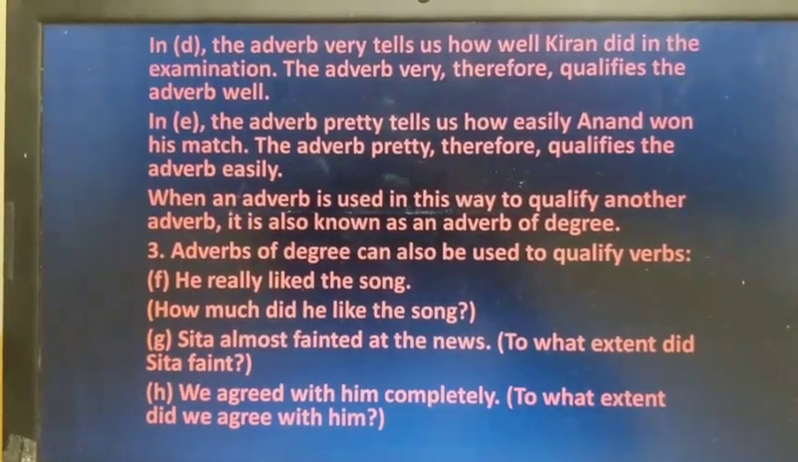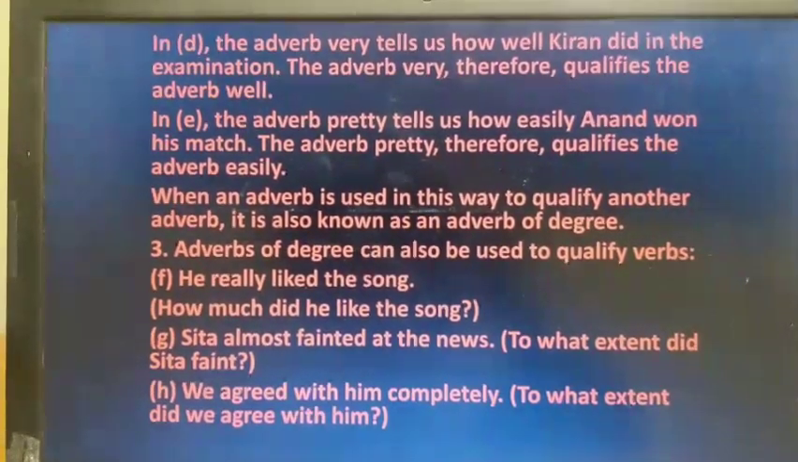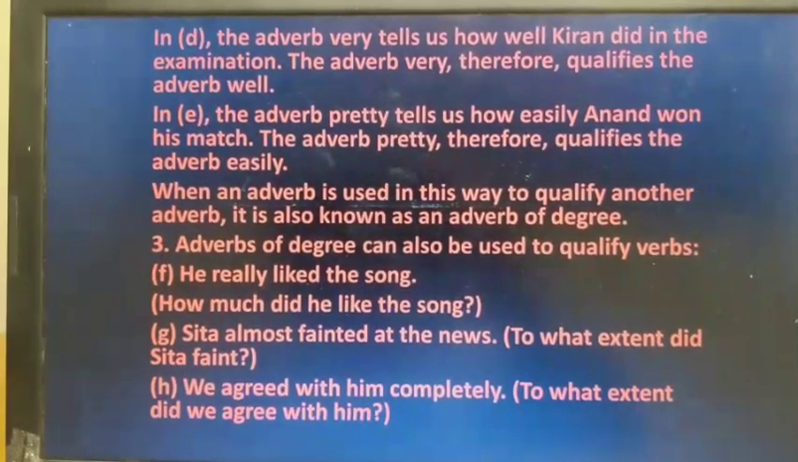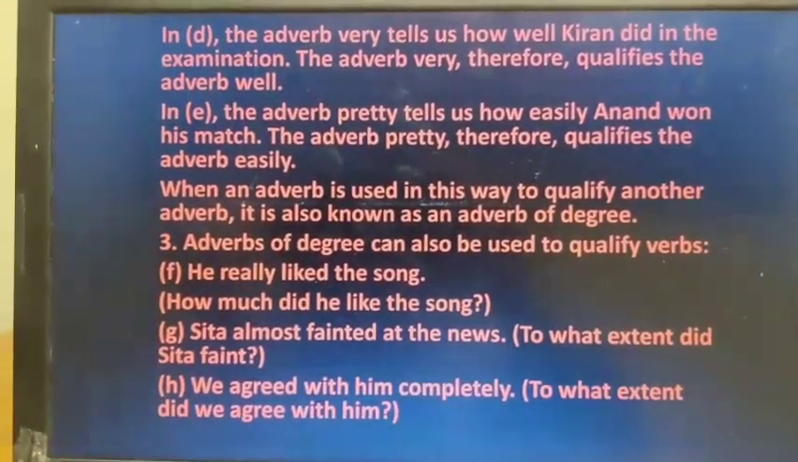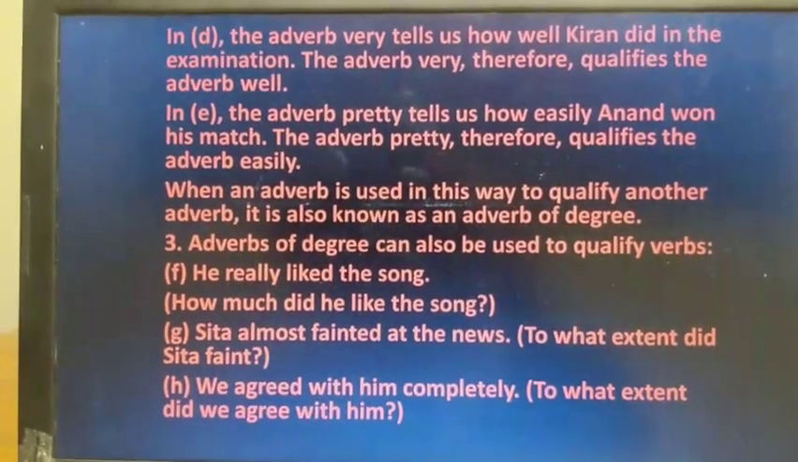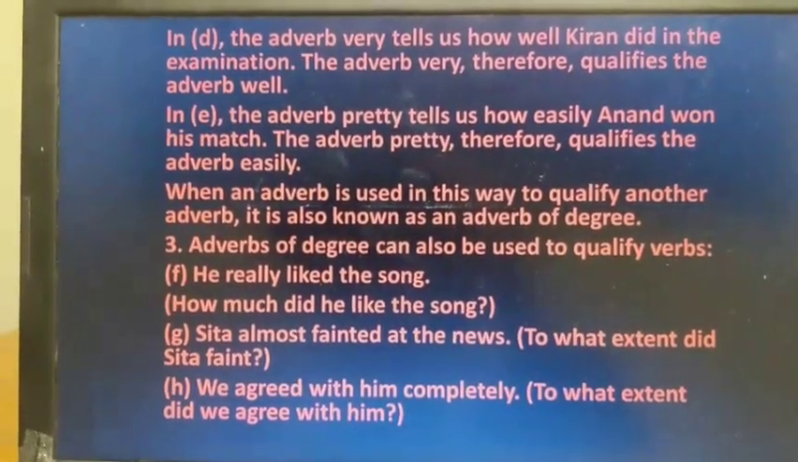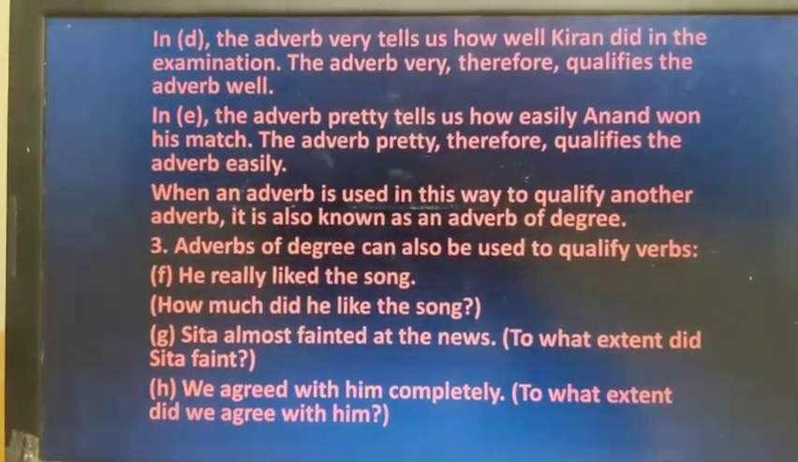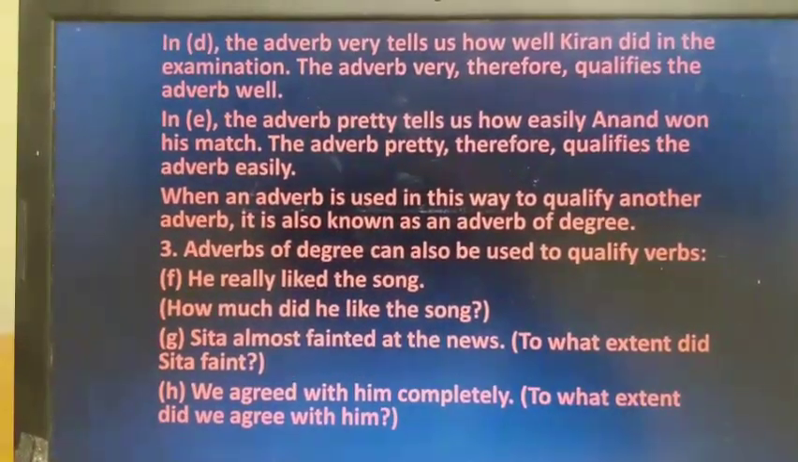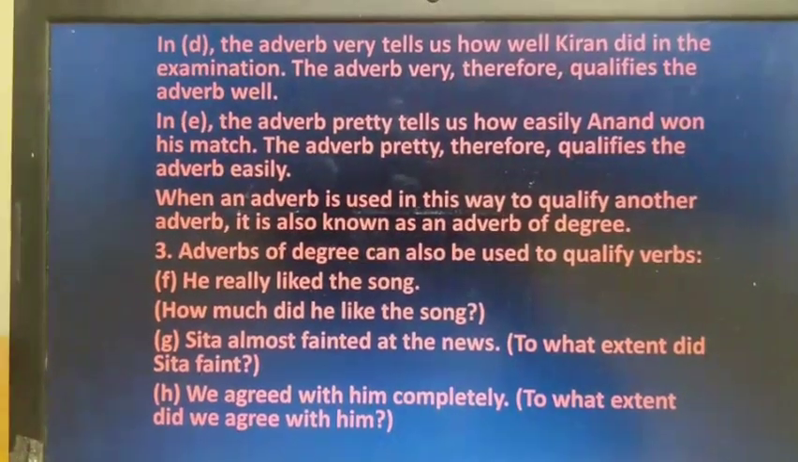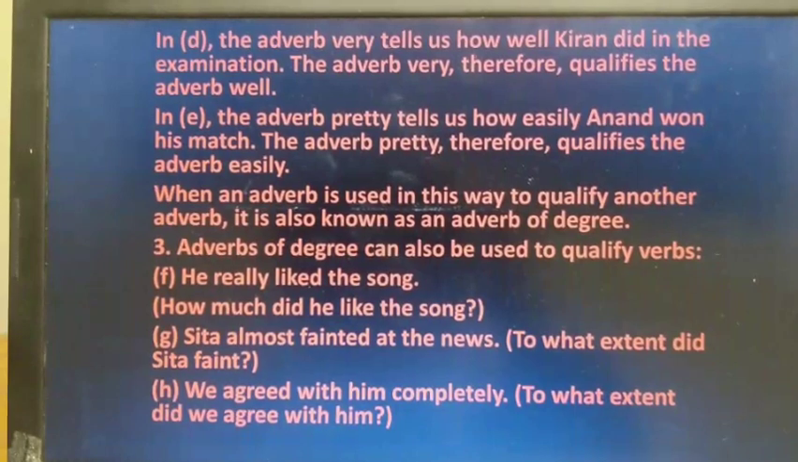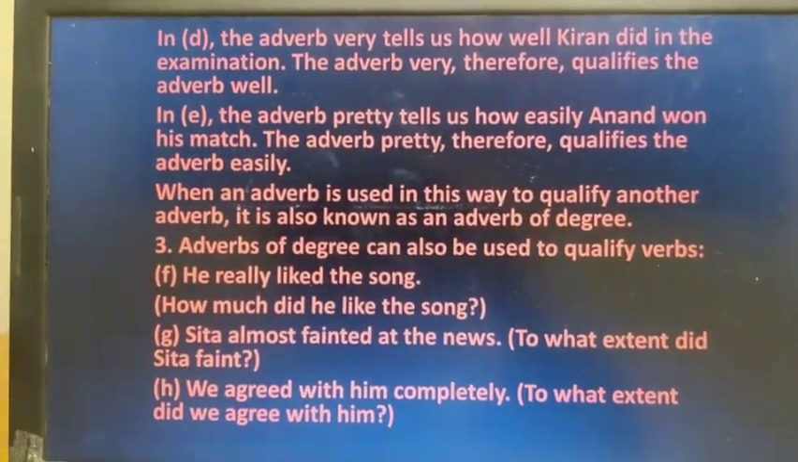Next example. Sita almost fainted at the news. To what extent did Sita faint? Almost. Almost is actually telling us to what extent she fainted at the news. We agreed with him completely. To what extent did we agree with him? Completely we agreed with him. So this is actually the place where adverb of degree is qualifying the verbs.